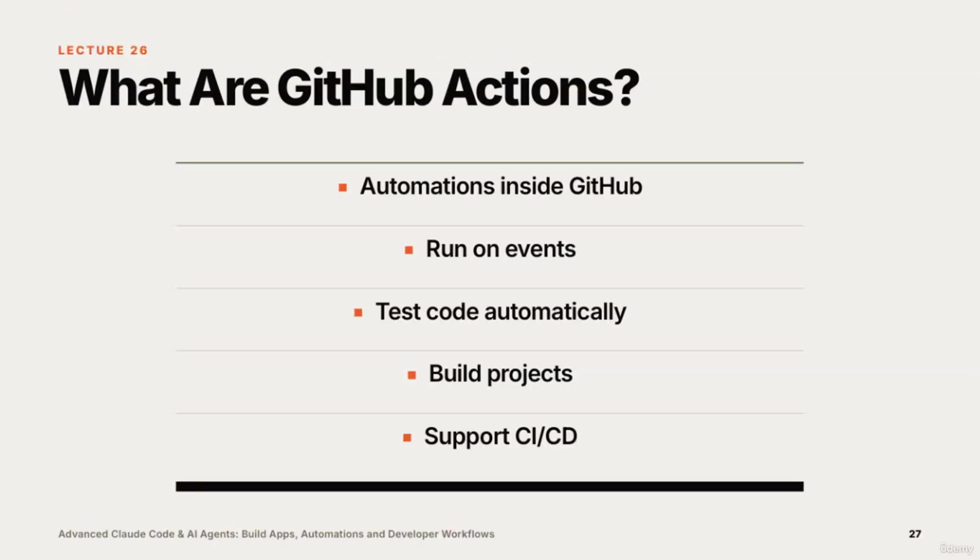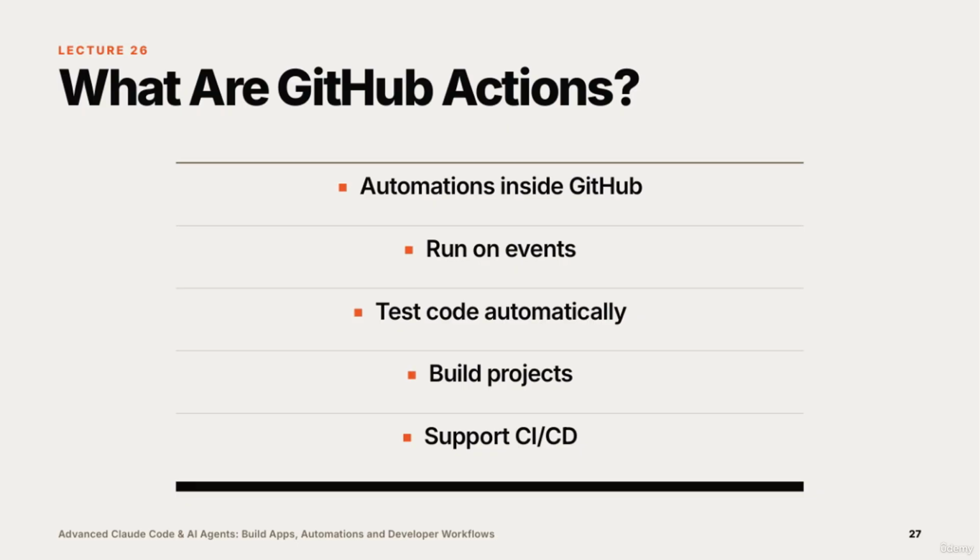In this section, we're diving into GitHub Actions. Essentially, GitHub Actions are automations built right inside GitHub that help streamline your development workflow. They can be triggered by specific events, like pushing code or opening a pull request.